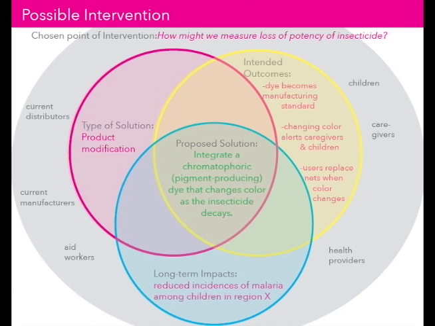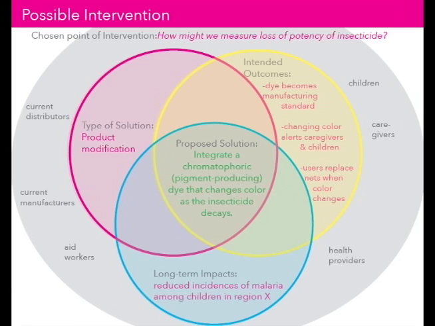So if we look at an example of a proposed solution, this was a solution that was in fact proposed and ended up being too expensive, but it's really useful for our purposes here. So the solution was to integrate a dye that changes color as the insecticide decays. So that's a really simple solution that occurs at the point of manufacture. So the type of solution is product modification. And then it enters a system that already exists for use of the nets.